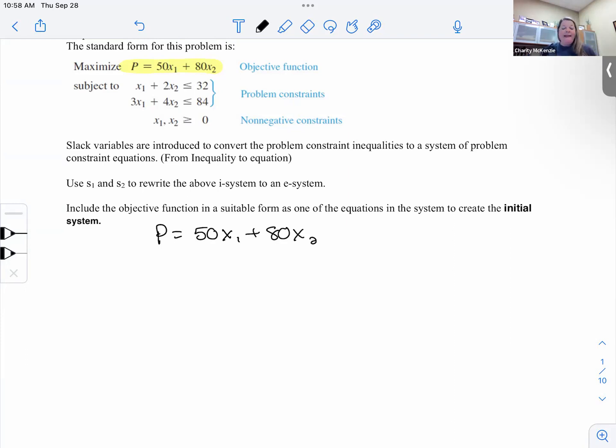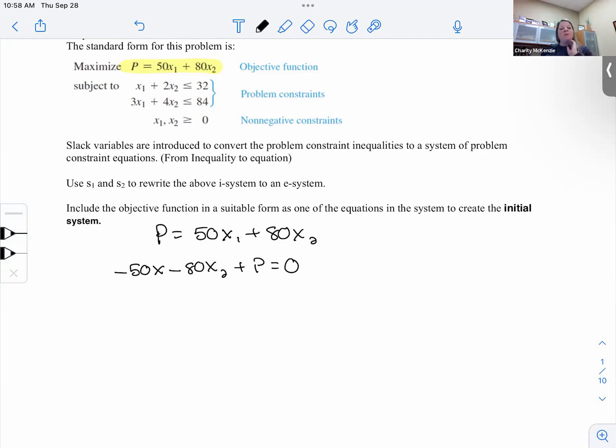I need the 50x1 and the 80x2 to be on the left, and I need them to line up with these x1s and x2s. So I'm going to subtract the 50x1 over, so it's a negative 50x1. Then I'm going to subtract the 80x2 over to the other side. So I subtract them to the other side, then they can still be added to the P, and now there's nothing left on this side.